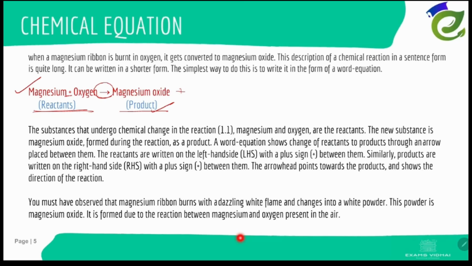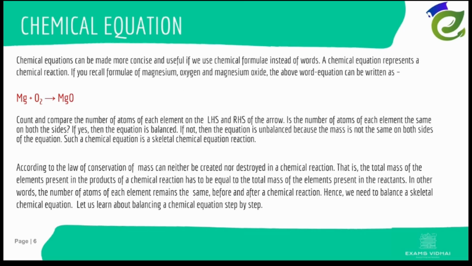You must have observed that the magnesium ribbon burns with a dazzling white flame and changes into white powder. This powder is magnesium oxide. It is formed due to the reaction between magnesium and oxygen. A chemical reaction can be made more concise and useful if we use chemical formulae instead of words. A chemical equation represents a chemical reaction. This is called the chemical equation.